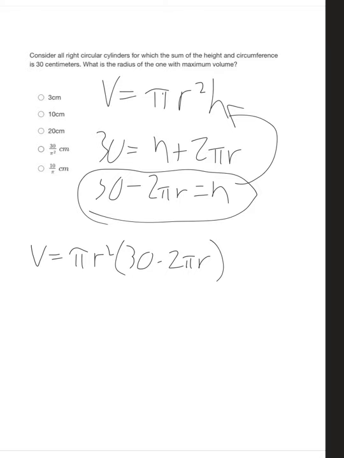And so now I have my equation in terms of just one input variable, so I'm really ready to take the derivative and find those critical numbers. But I'm going to clean this function up before I take the derivative, just because I think that'll make my life a lot easier. This is going to be 30 pi R squared minus 60 pi R cubed.